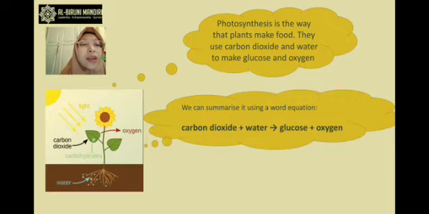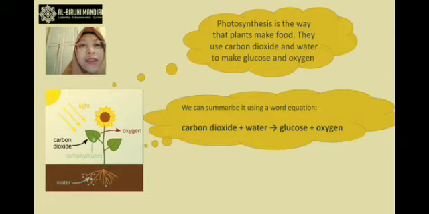This is the word equation, but before that, photosynthesis is the way that plants make food, because the organism can make its own food. It is just for plants, not animals, and humans cannot make food. They use carbon dioxide and water to make glucose and oxygen. And then we can summarize it using our equation. First is carbon dioxide, water, and then the result is glucose and oxygen.